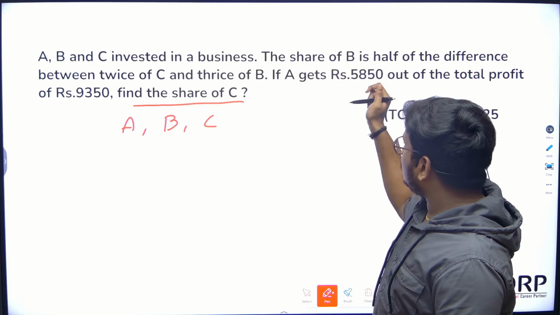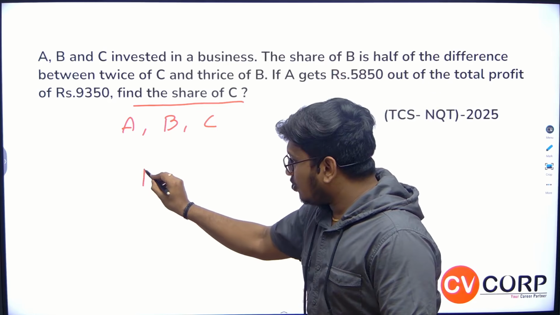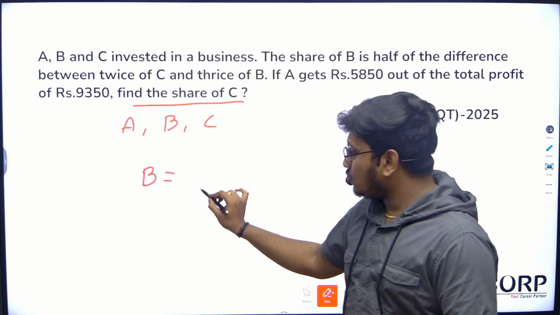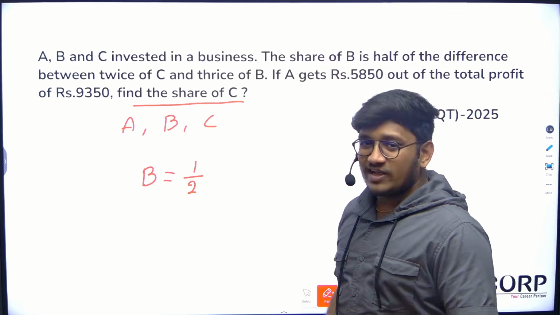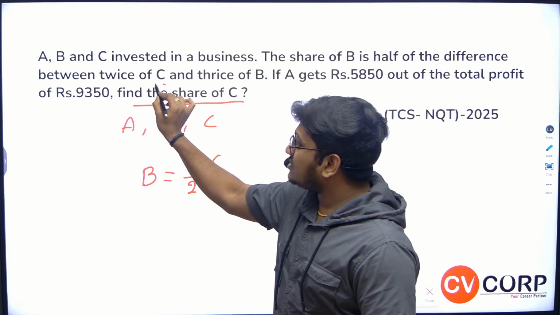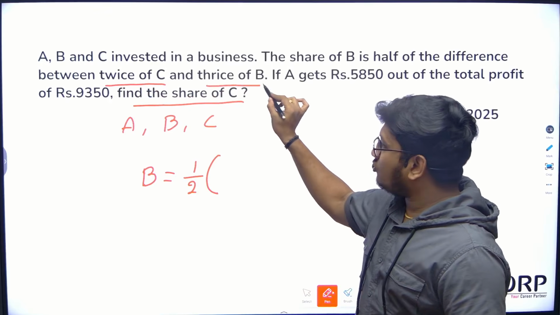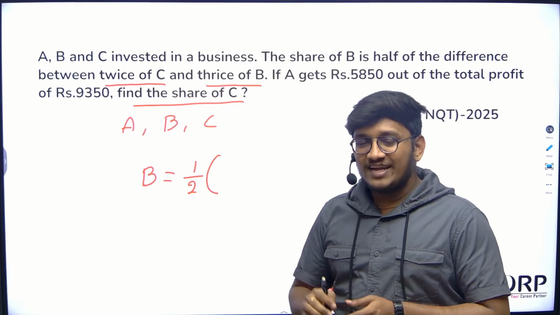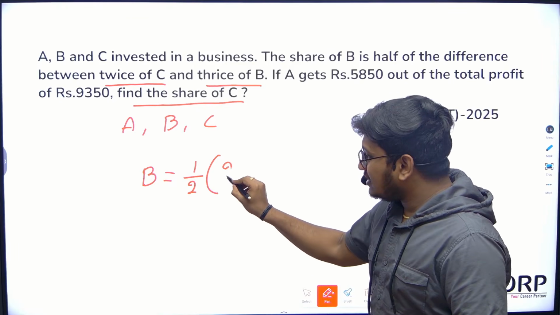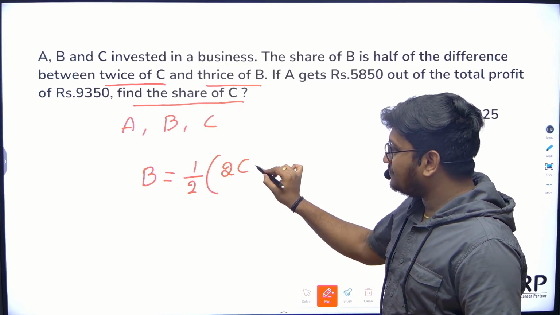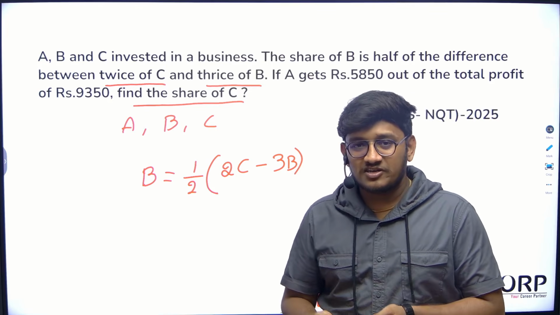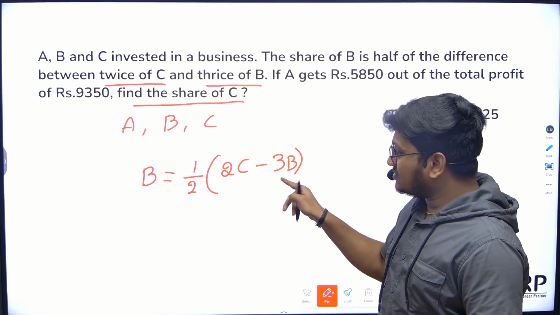Now if you observe, the share of B is half of the difference between twice of C and thrice of B. Can I write it as half of the difference between twice of C minus thrice of B? Obviously the difference means subtraction, right? Minus. So this is the condition given.